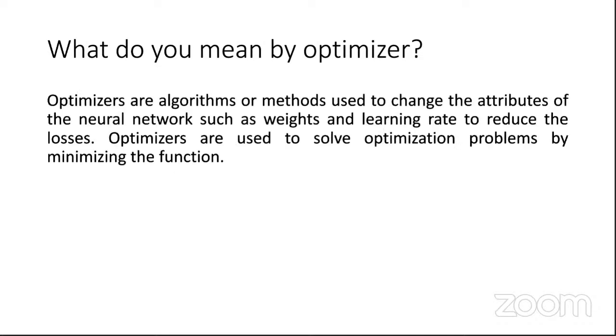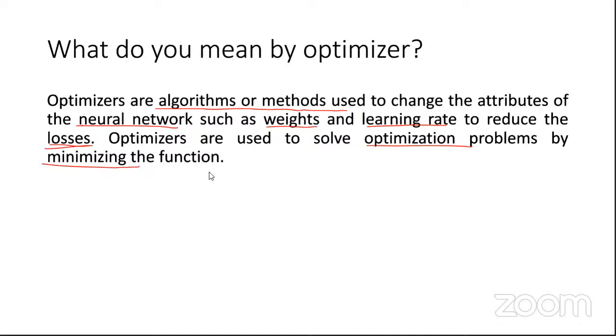What are optimizers? They are algorithms or methods used to change the attributes in the neural network. What are the attributes? Attributes are nothing but weights and the learning rate. Why are we changing the attributes? We change them to reduce the cost function, that is, to reduce the loss. Optimizers are used to solve optimization problems, like minimizing the function. This is what optimizers are.